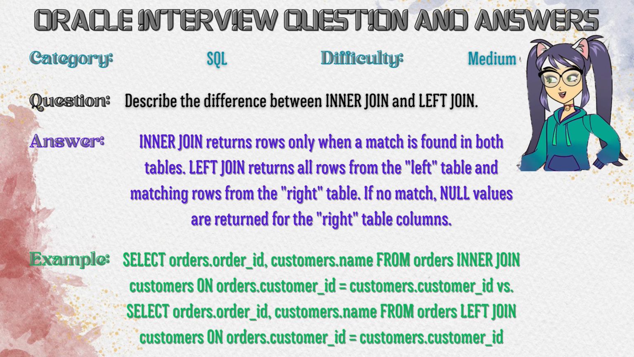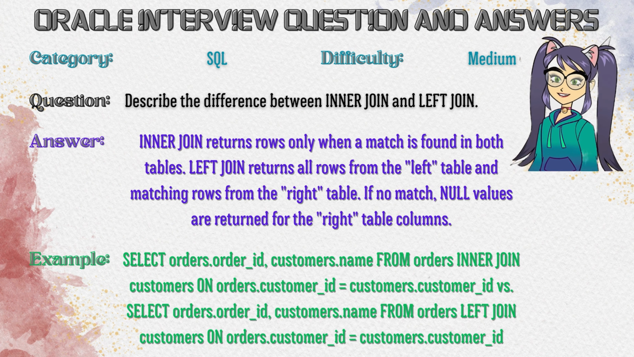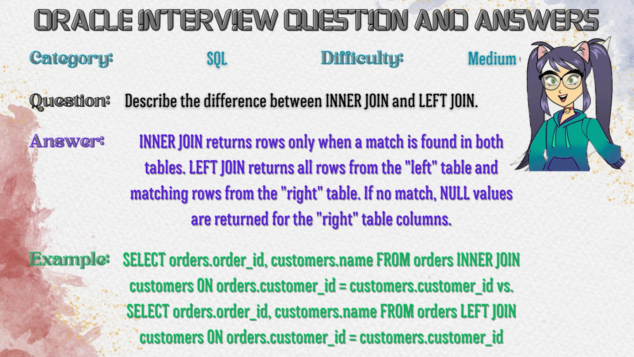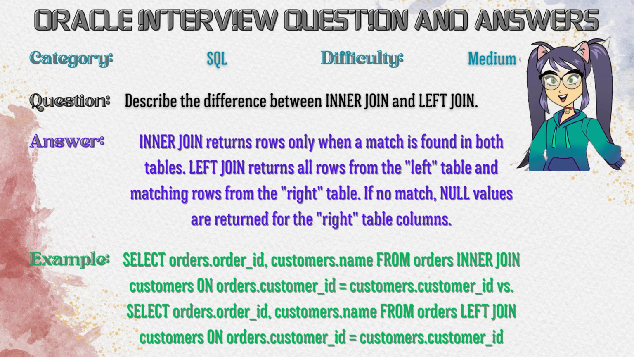For example, select orders.order_id, customers.name from orders inner join customers on orders.customer_id equals customers.customer_id versus select orders.order_id, customers.name from orders left join customers on orders.customer_id equals customers.customer_id.